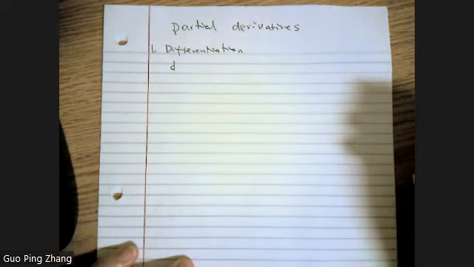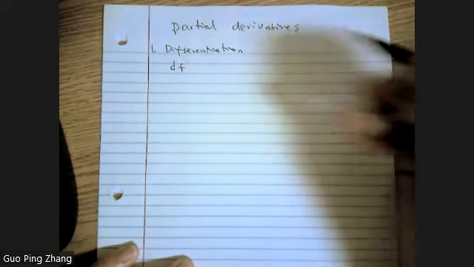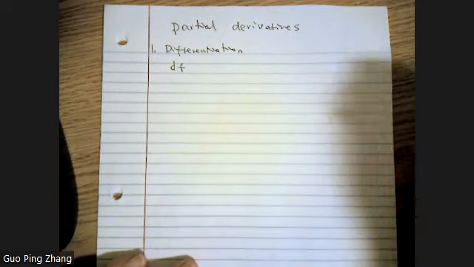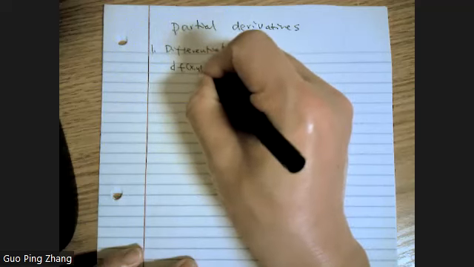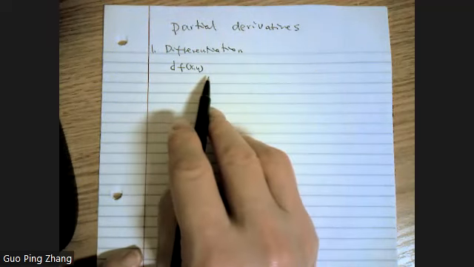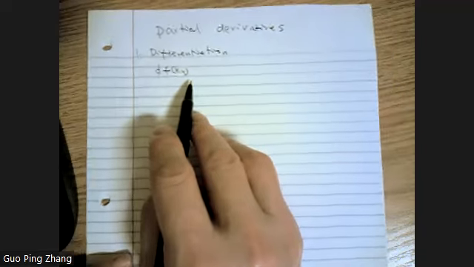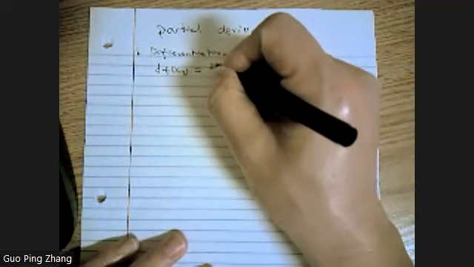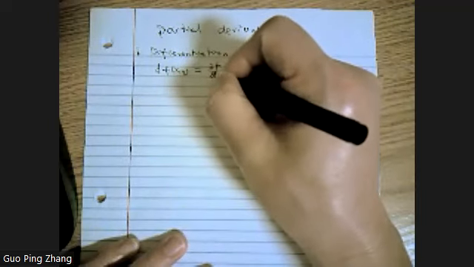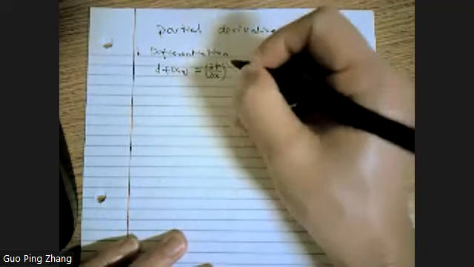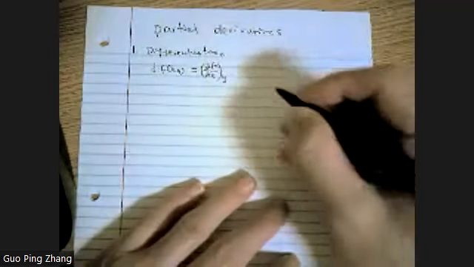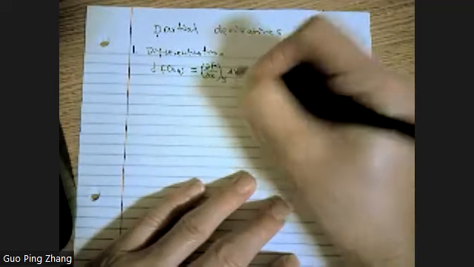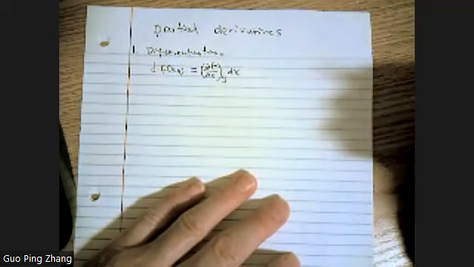Suppose we have function f and it has two variables, called x and y. We will write in the following format, followed by two partial differentiations, one with respect to x, one with respect to y. So we will write down partial f over partial x, while holding y constant, and dx. So that's the first term we have.